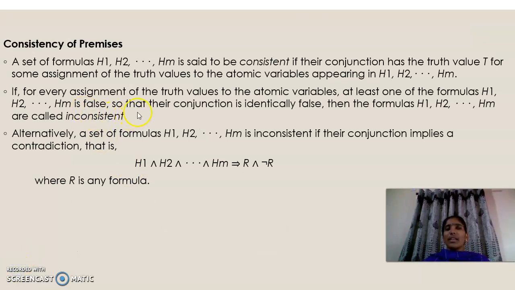Same as in rules of inference, we have another topic, consistency of premises. Consistency is nothing but that the conclusion is a valid conclusion, or you can prove that it is a tautology. Inconsistency is nothing but you can prove that it is a contradiction.